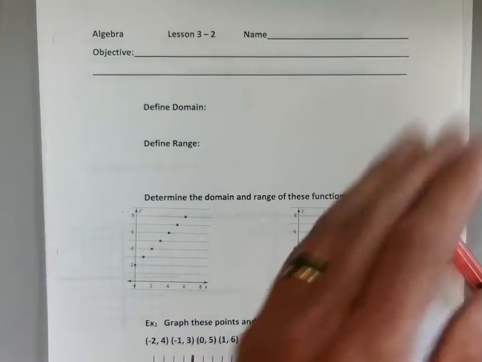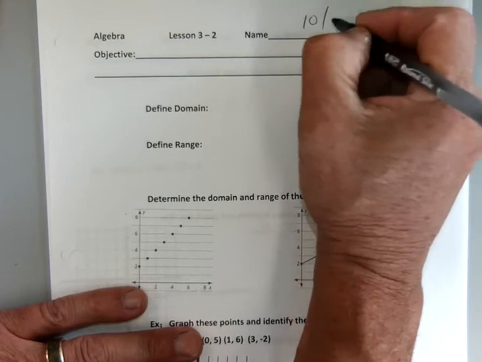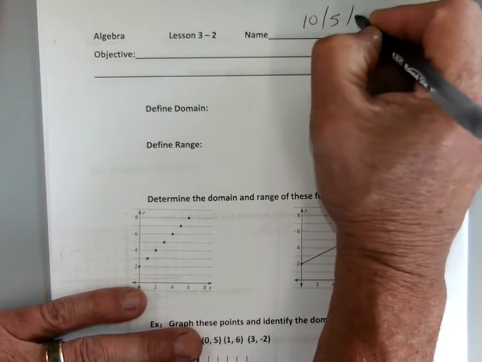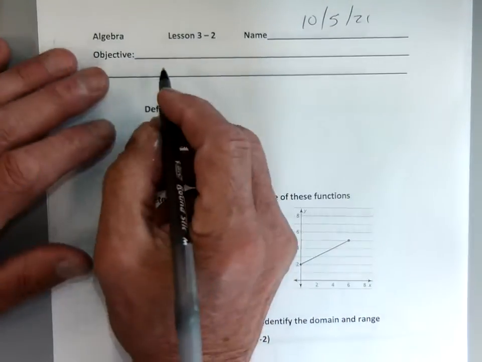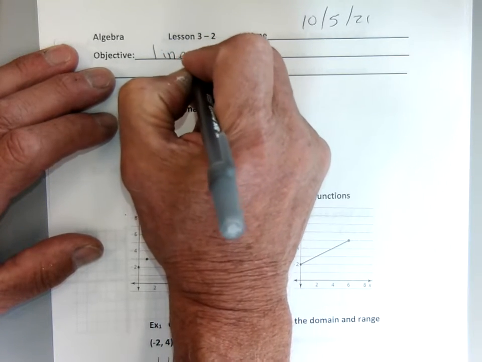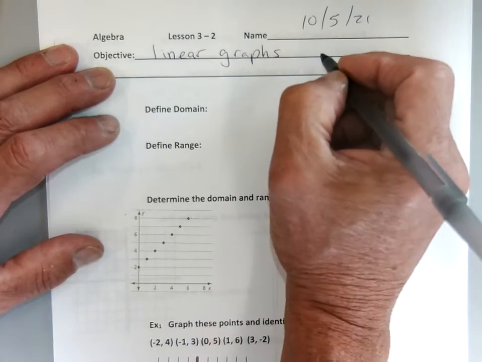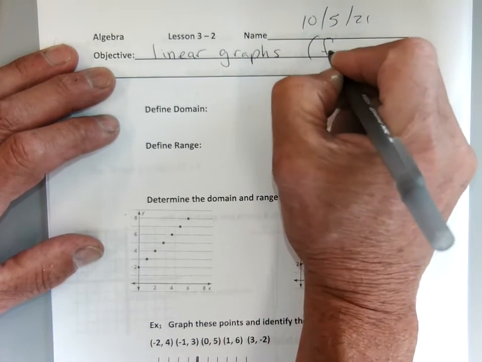Let's go back. Let's see, today is October 5th. And what we want to specifically talk about today is linear graphs. We'll eventually say functions. We're getting there.